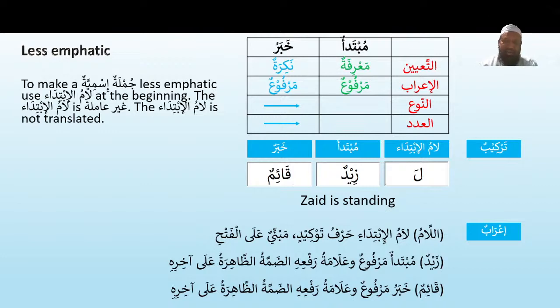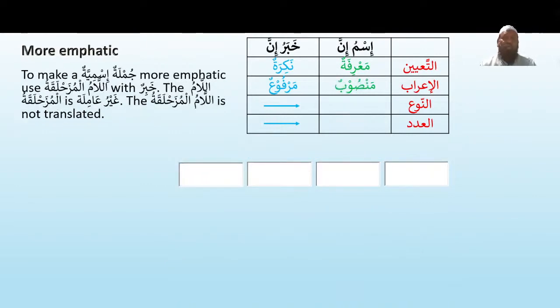So sometimes this lam comes at the beginning of جملة اسمية to give a little emphatic, but inna a lot. If we want more emphatic with inna, what do we want? More emphatic with inna. You see this lamul ibtida, it gives emphatic. It is called harf tawkid. We can use this lam.